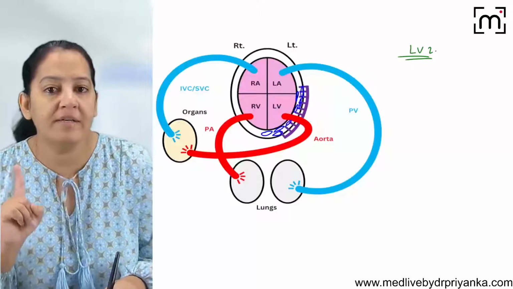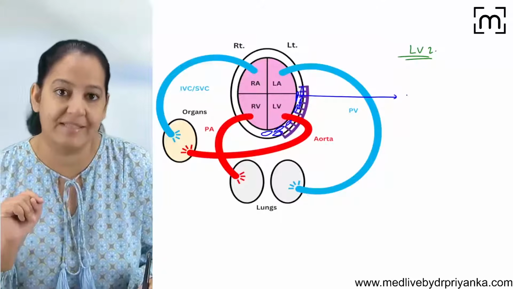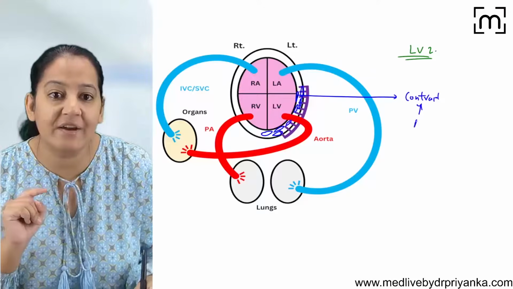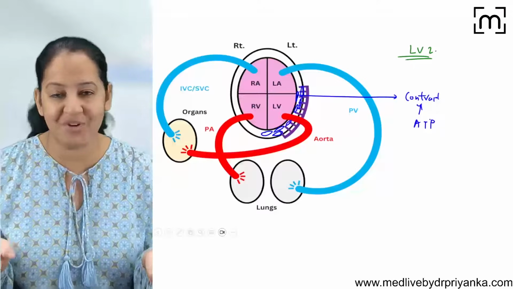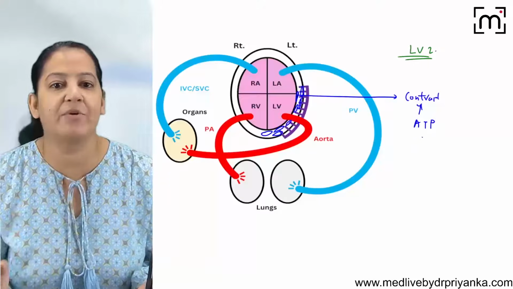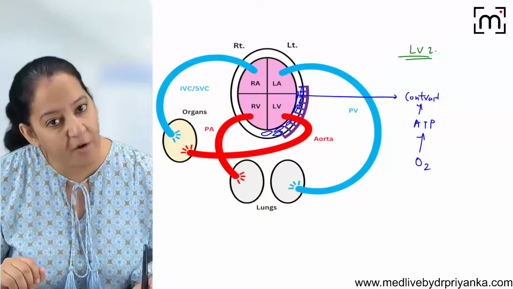Okay, so how do these cells contract? Basically, we want the contraction of these cells. To contract, these cells require ATP. Of course, all cells require ATP to contract. So the myocardial cells also require ATP to contract. To synthesize the ATP inside them, they require oxygen.